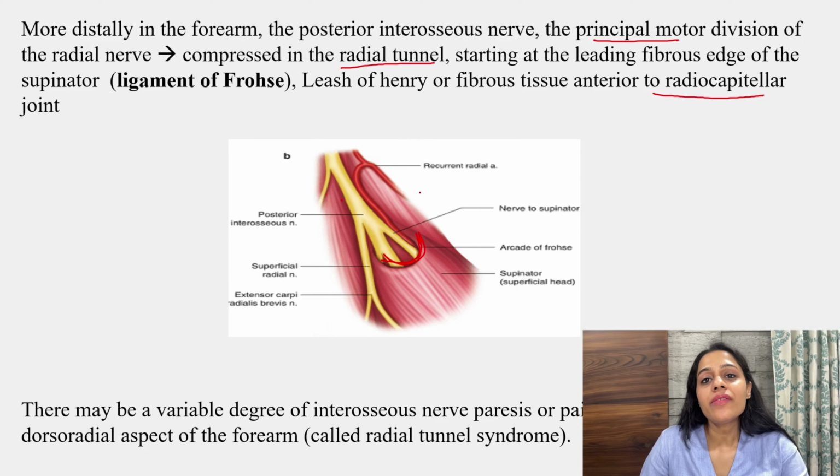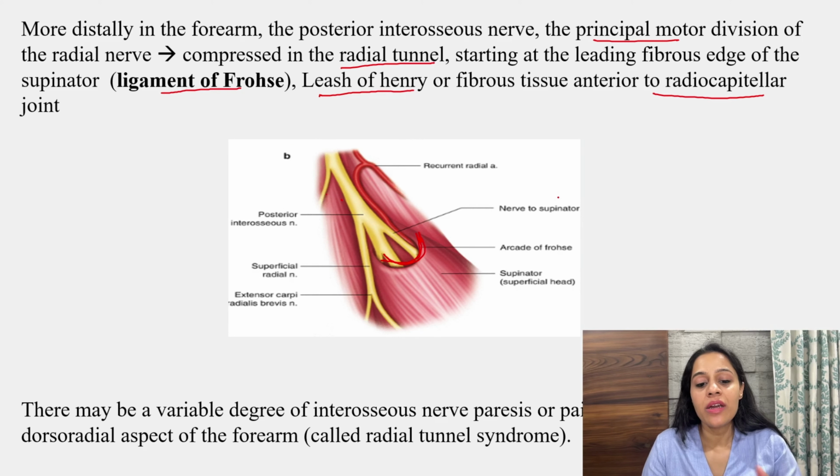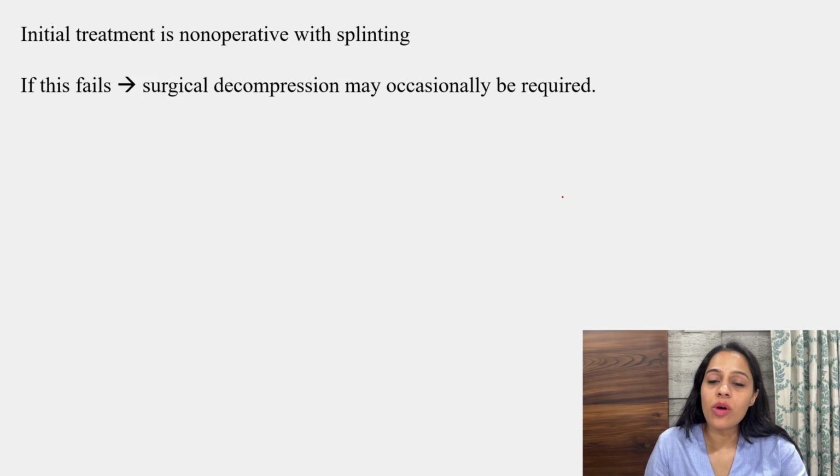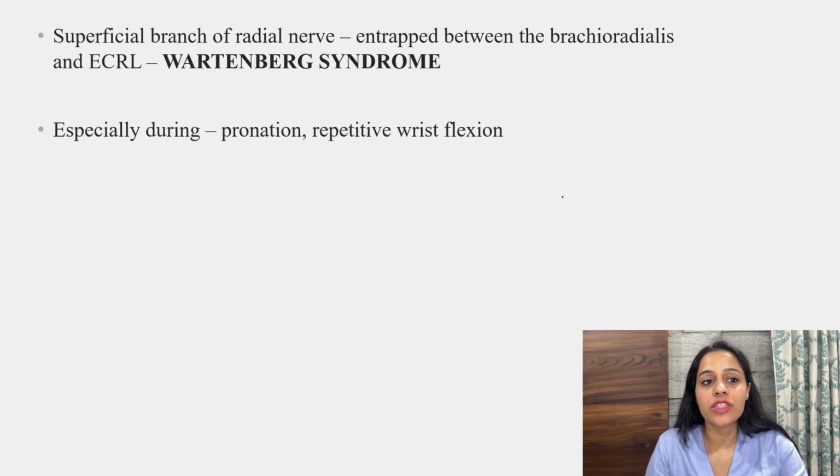Okay, so the radial nerve can get compressed in this region due to the arcade of Frohse. This is the fibrous edge of the supinator muscle. It can also get compressed due to the leash of vessels, also known as the leash of Henry, or fibrous tissue anterior to the radiocapitellar joint. So this will cause a variable degree of posterior interosseous nerve paresis or pain radiating down to the dorsoradial aspect of the forearm. It is also known as radial tunnel syndrome. Initial treatment is again non-operative. You can just splint. If it does not improve, then you have to go for surgical decompression.